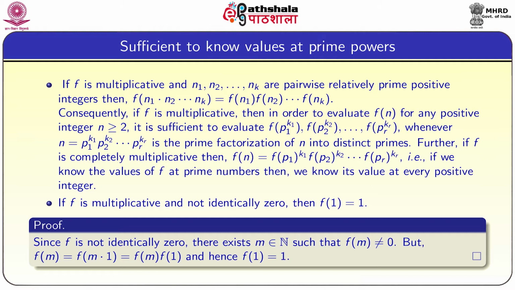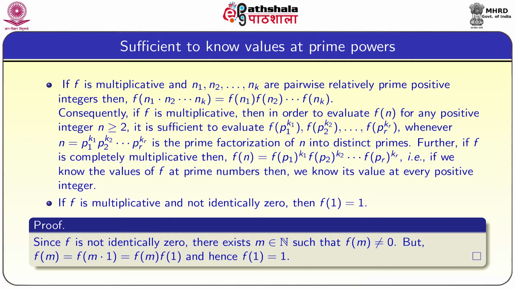Consequently, if f is multiplicative, then in order to evaluate f(n) for any positive integer n, it is sufficient to evaluate f only at prime powers. That is, where n is equal to p1^k1, p2^k2 and so on pr^kr, the prime factorization of n, then f(n) is the same as f(p1^k1) into f(p2^k2) and so on f(pr^kr). Further, if f is completely multiplicative, then f(n) is equal to f(p1)^k1, f(p2)^k2 and so on f(pr)^kr.